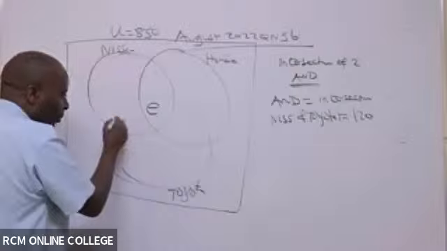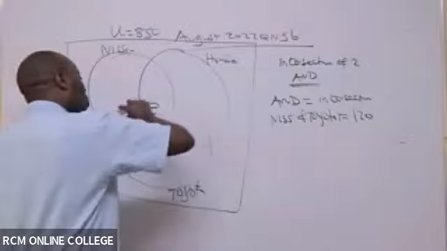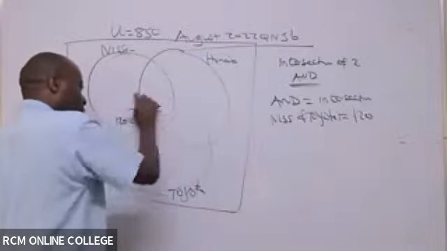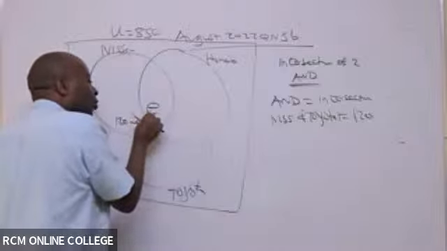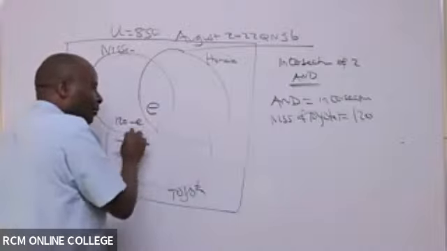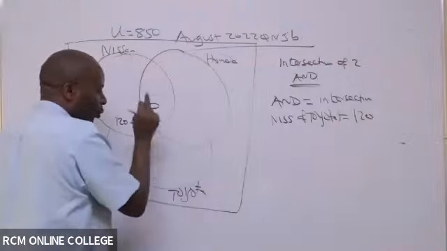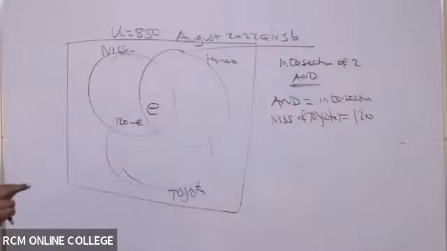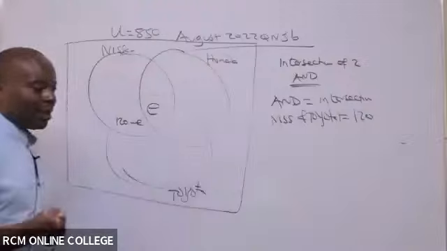So this part here will be 120 minus E. Because you see, the total intersection of Nissan and Toyota is 120. But fortunately, I know if, for example, this was 10, then this one here would have been 110. Because both of them must add up to 120. So once I know one segment, then getting the other segment is not a big deal.